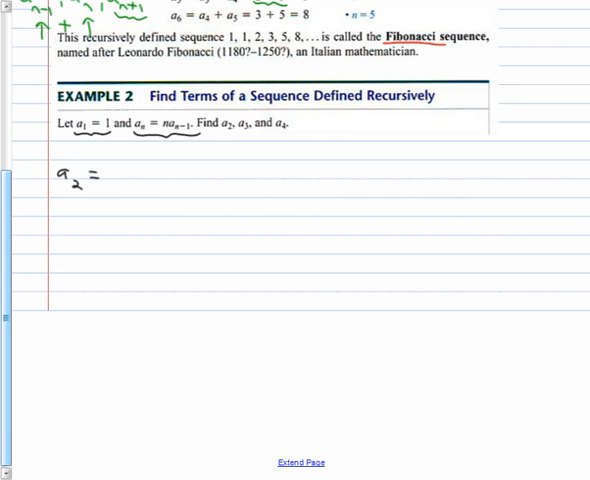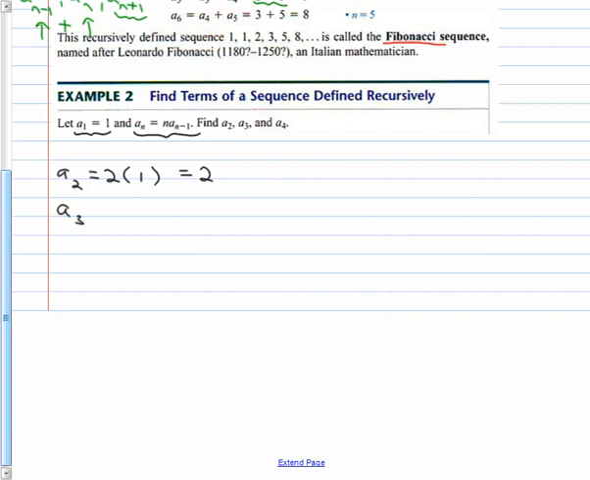All right, to get any term, I take n. What is n when I'm finding the second term? Don't make it harder than it is. N is 2, times a sub n minus 1. So I need to multiply this by, what does a sub n minus 1 stand for? The one before. What's the term before this a sub 2? It's a sub 1, which was 1. So in this case, it's 2 times 1, which is 2.